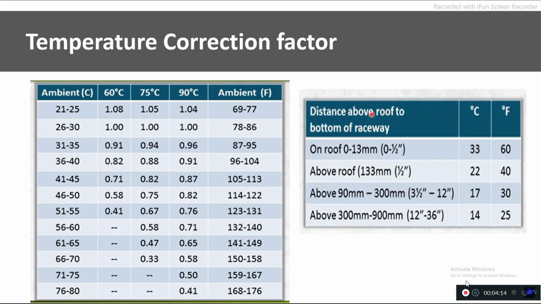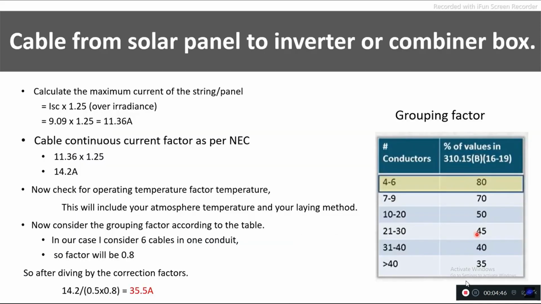And this table tells you about the temperature change when you keep the cable just above the roof. What happens is that the roof gets heated and that heat is also transferred to the conduit, so the temperature across the cable increases. Depending upon your conduit and roof clearance, this is the temperature which you need to add. So now we'll start with our calculation.